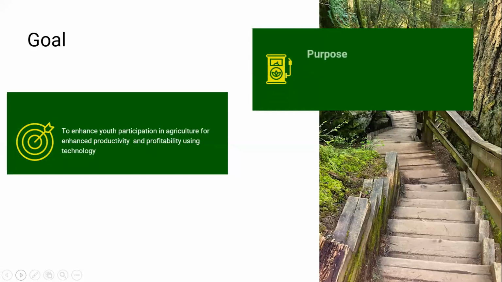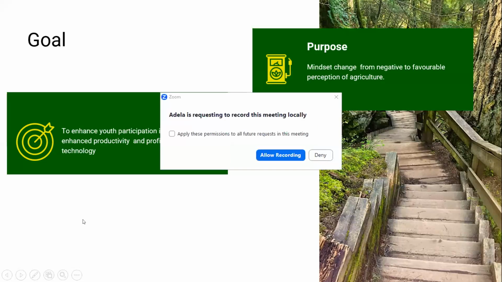Then our purpose is to have a mindset change from a negative to a favorable perception of agriculture. If you look at statistics, few of our children in this country go on to take on agriculture. But why? It's just because of the mindset. I personally am not an agriculture teacher, but a mathematics and physics teacher. But because I have the right mindset, I believe that once I know agriculture, I can teach any other subject that comes my way.